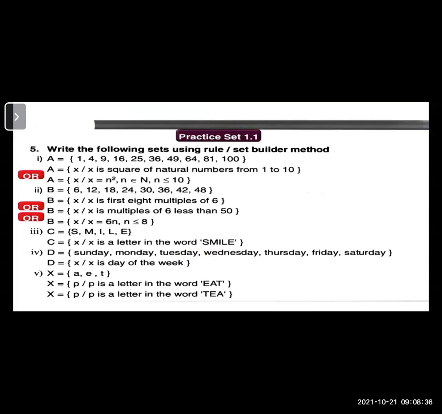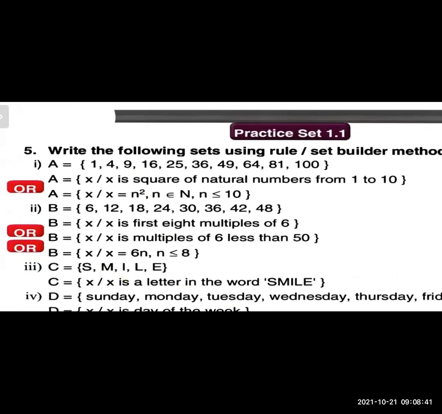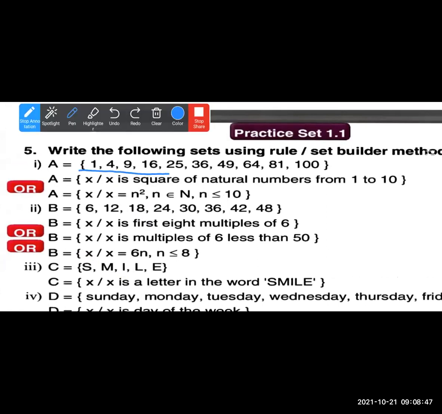Let's go to question number 5. Question number 5, there are several options. You can see here. This is question number 5. The first one is 1, 4, 9, 16, 25, 36, 49, 64, 81, and 100. A is equal to set of all x such that. Yesterday we have not done this question number 5, I think so. So A is equal to set of all x such that x is square of natural numbers. Why natural numbers? Because it started from 1: 1 square, 2 square, 3 square, 4 square, 5 square, 6 square, 7 square, 8 square, 9 square, then 10 square.